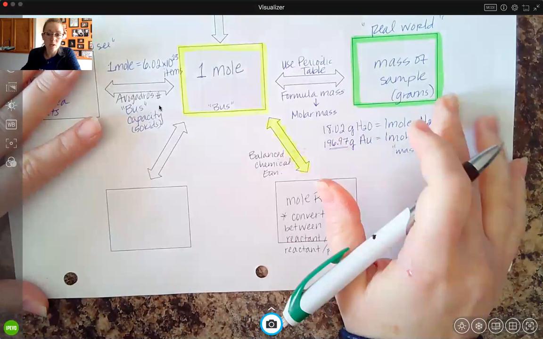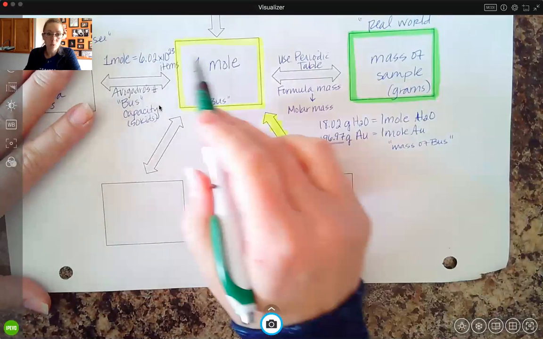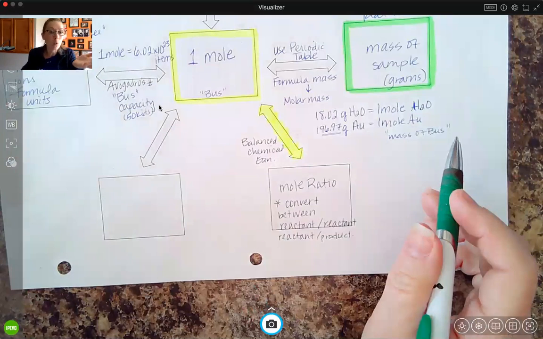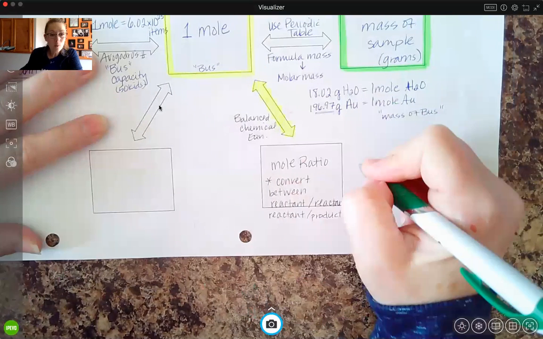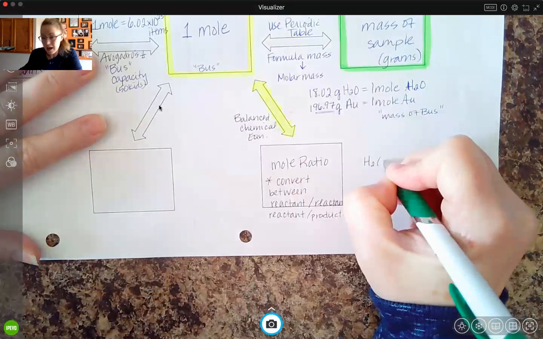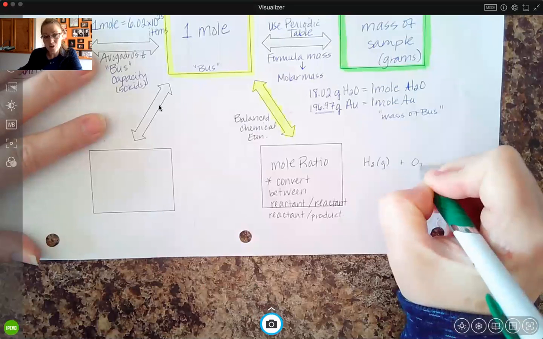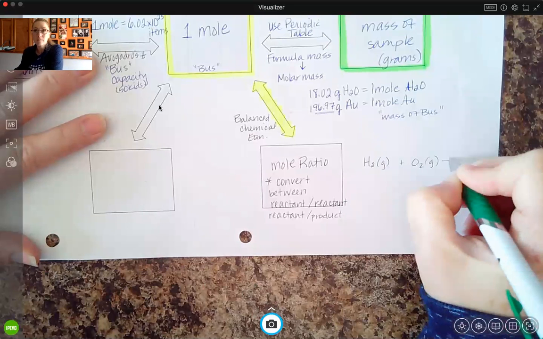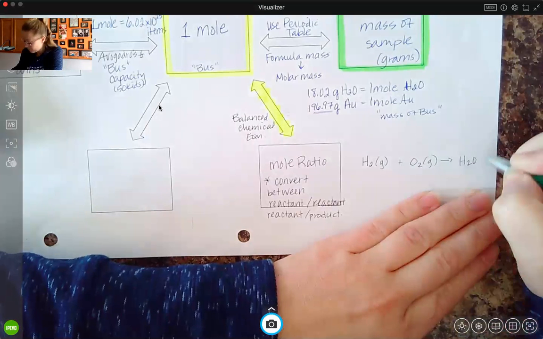Balanced chemical equation. So usually we've been writing examples of different ones. So let's write the example for making water. We'll write this equation over here to the right. To form water, I know I will need hydrogen gas plus oxygen gas to form water. We'll say it's water vapor.